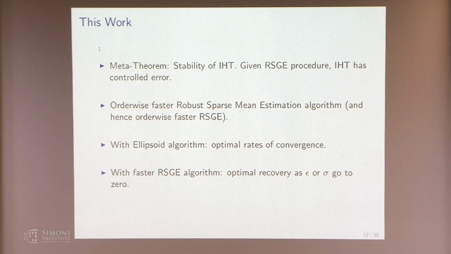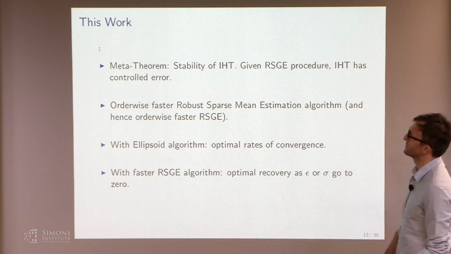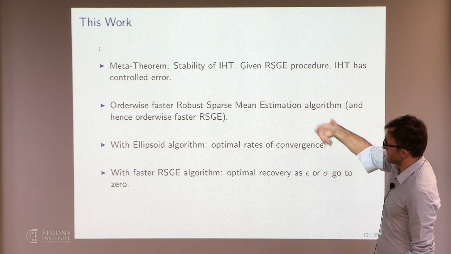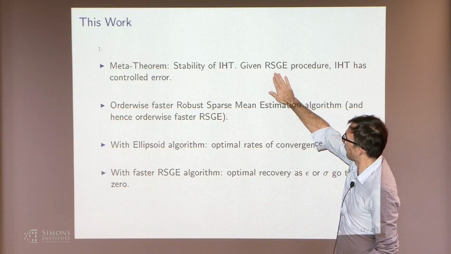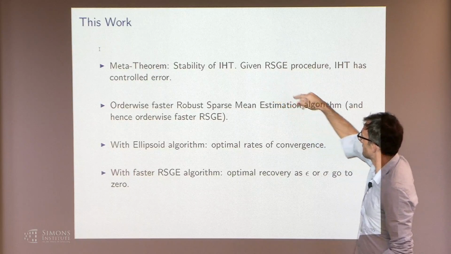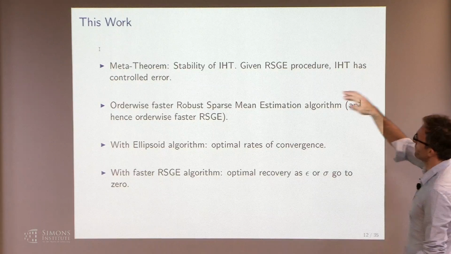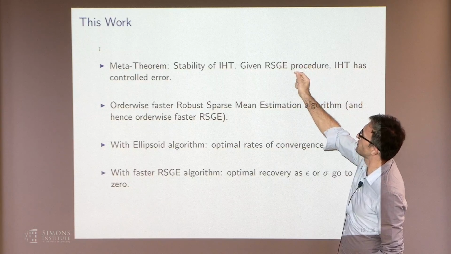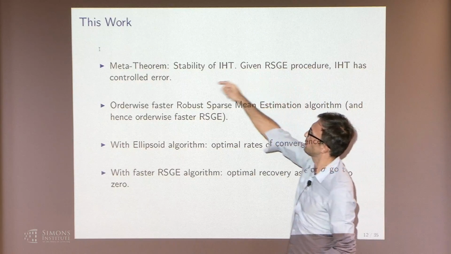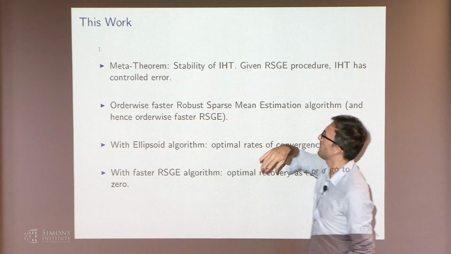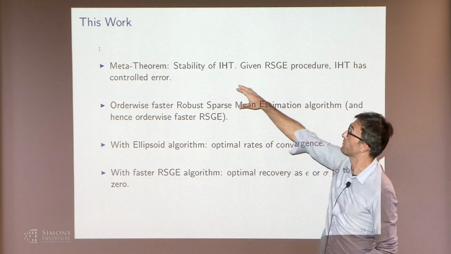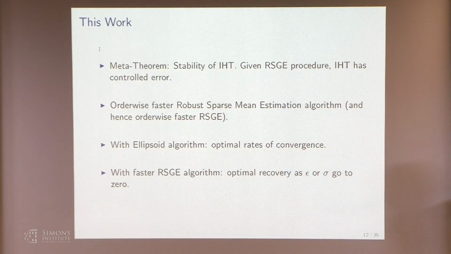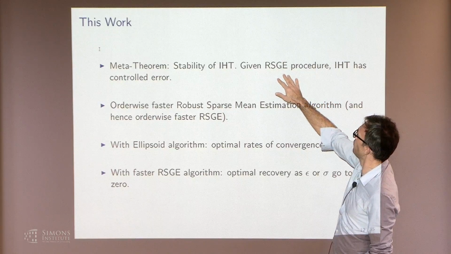So what we do is basically follow this agenda. We show that IHT is stable. This means that if you have a robust sparse gradient estimate, I had to use some acronym here, that promises a particular error, then our result tells you that if you just plug that directly into IHT, what kind of error it will suffer at the end of the day. So I'll describe two different procedures.